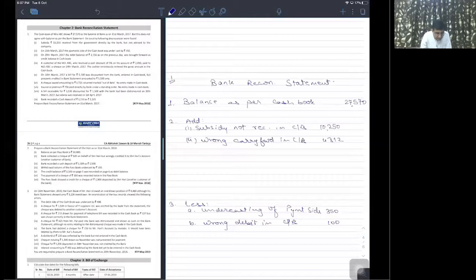Next, on 10th March 2017, a bill of rupees 5,700 was discounted with the bank, entered in cash book, but proceeds credited in the bank statement amounted to rupees 5,500 only. Matlab, yes, of course, Gauri, you have to assume that the check has already been cleared by the bank. क्योंकि अगर वो assumption नहीं रखोगे तो ऐसे तो बहुत सारे ट्रांजैक्शन होंगे जिसमें you will always keep getting confused कि वो चेक बैंक में क्लियर हुआ या नहीं. When nothing has been provided, you always assume that the checks are getting cleared in the bank properly.